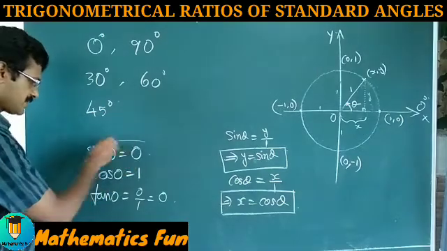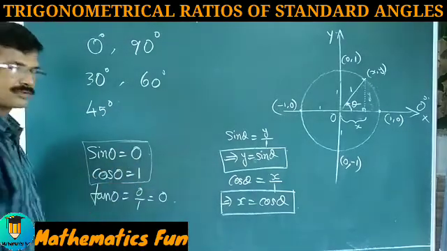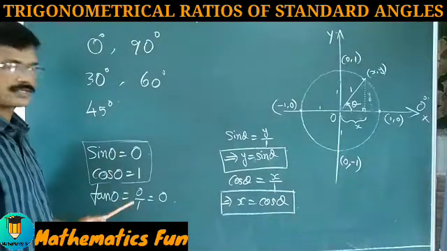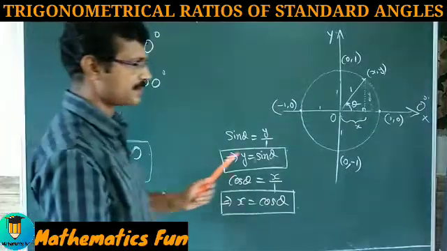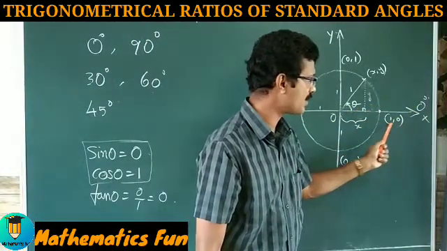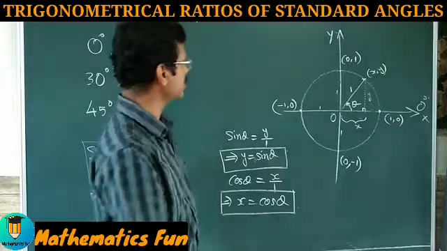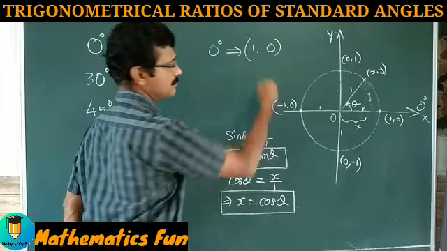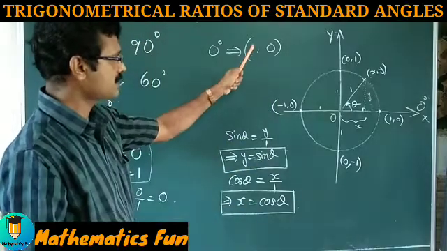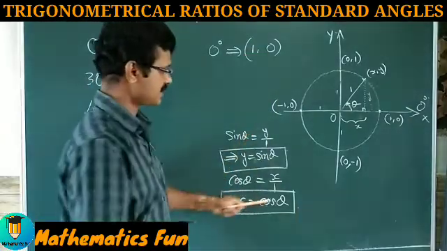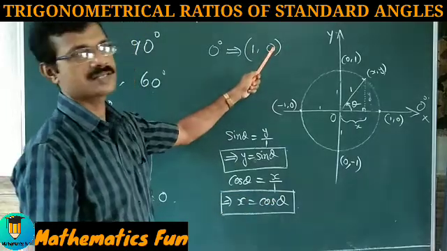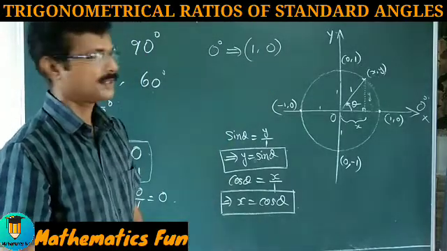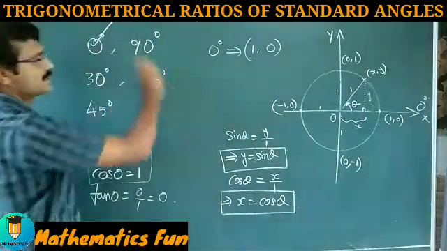So basically, if you know sine 0 and cos 0, you can write down all the other trigonometric ratios. Corresponding to 0 degrees, the coordinate is 1, 0. So it is better to remember it like this: the 0 degrees coordinate is 1, 0. The x is represented by cos and y is represented by sine. If you remember the 0 degrees coordinate 1, 0, it is very easy. Now this is about 0 degrees.